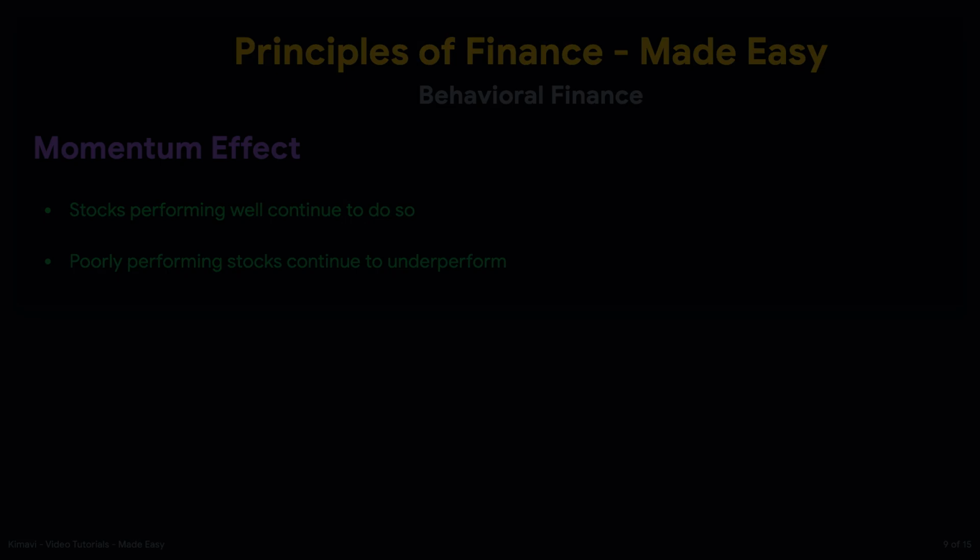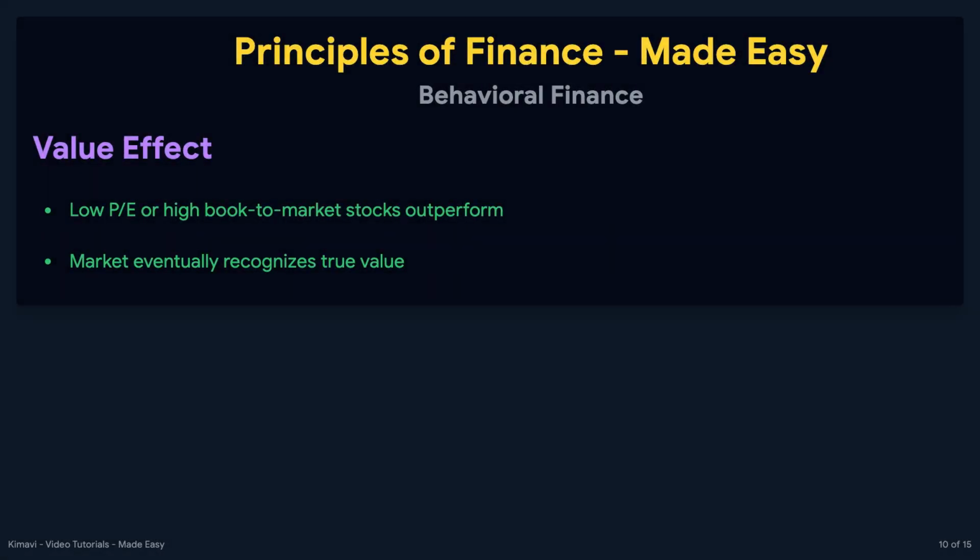The value effect is the tendency for stocks with low price-to-earnings ratios or high book-to-market ratios to outperform stocks with high price-to-earnings ratios or low book-to-market ratios. For example, investors might buy undervalued stocks, expecting that the market will eventually recognize their true value, leading to higher returns.